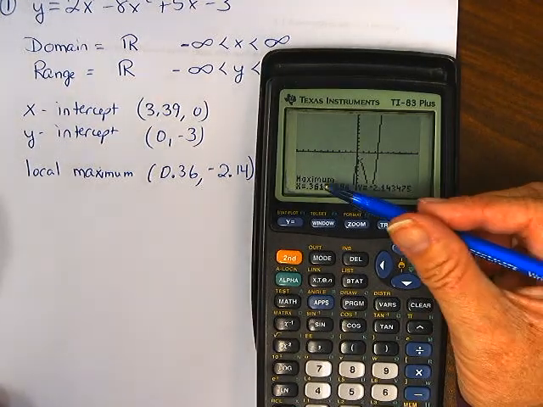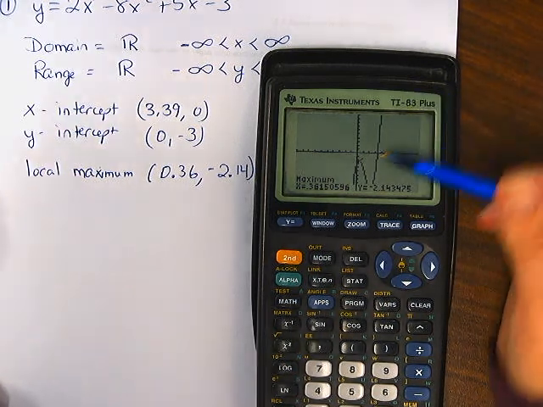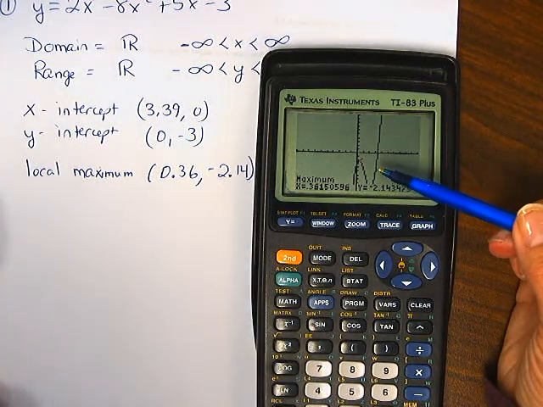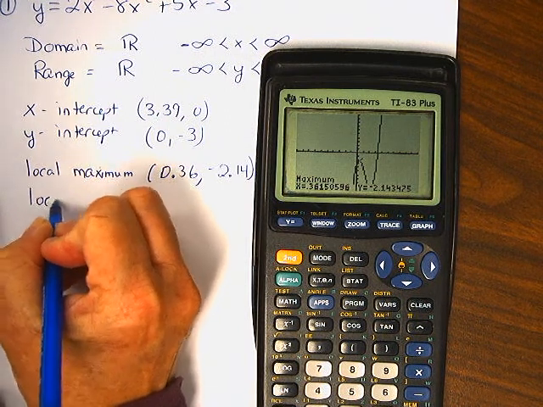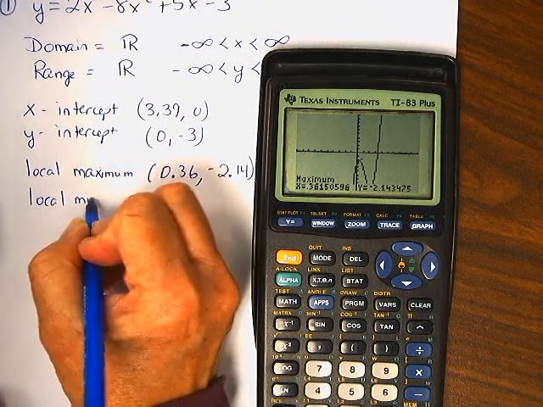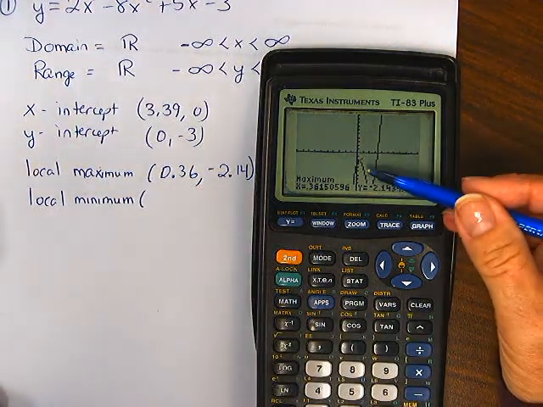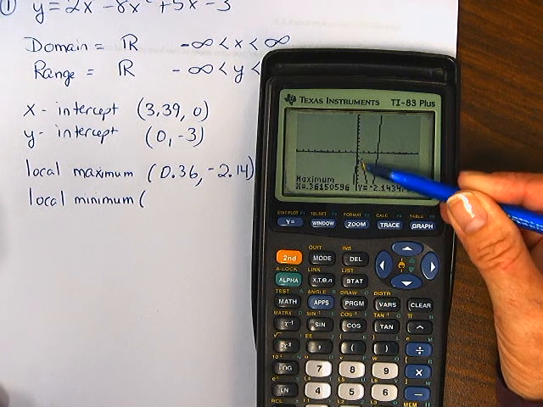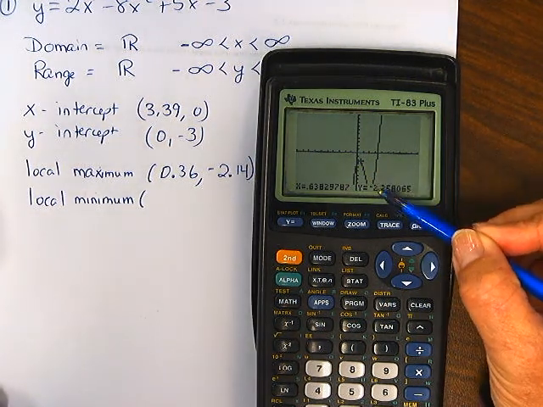So we have a local maximum. It's not the maximum of the function. That would be called the absolute maximum, which is at positive infinity. But just the local maximum in that little area. The second term is local minimum. Where does that occur? And like the local max, it's where there's a dip. And we can see this dip right here. Looks like there's one right there.